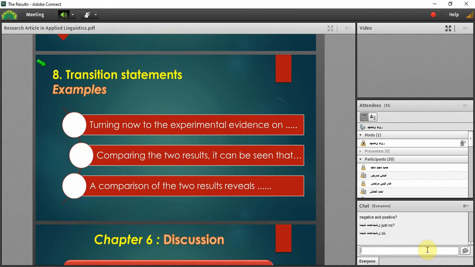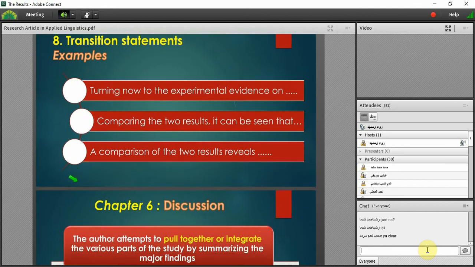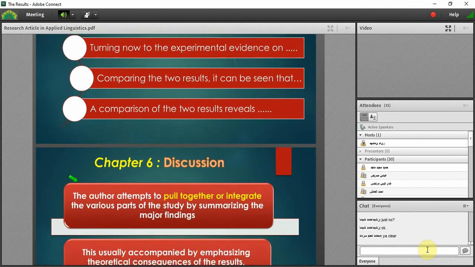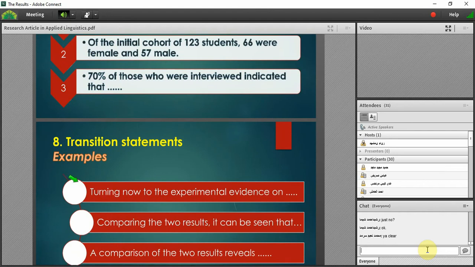And what about transition statements? This is the last slide for the results section. You need to compare the results, okay? You need to tell the readers if the results are positively related, negatively related, or if they have something in common. You see what I mean? If you can find any significant relationship between the variables, it's very easy. So these were all about the results section, and after that we have the discussion section, my dear students.